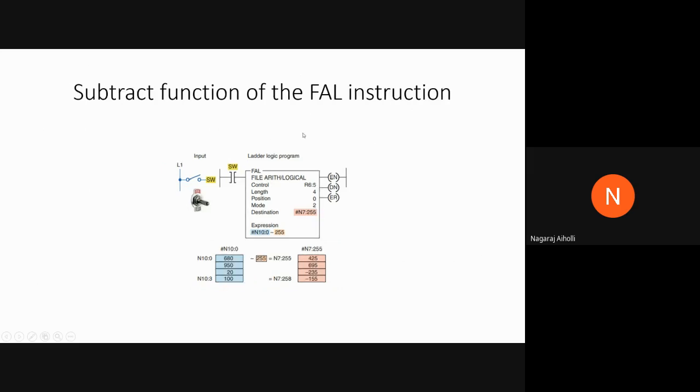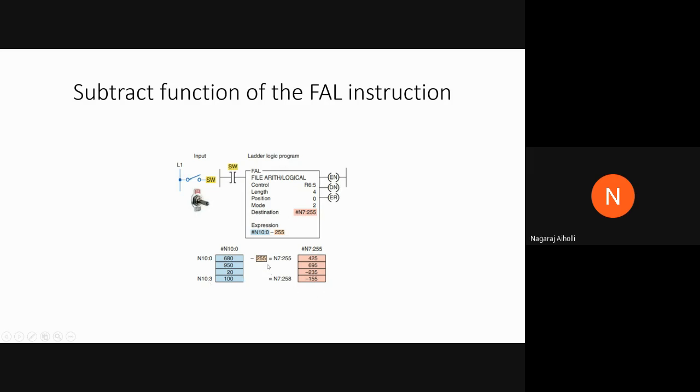Similarly, the subtract instruction of the FAL function, file arithmetic logical subtract instruction. Again, the same thing: the rung becomes true when the switch is closed. Then it evaluates the expression N10:0 minus 255. Suppose N10:0 is 680, 680 minus 255 will be 425. Then 950 minus 255 is 695. It is subtracting this constant value 255 from the source, and the answer will be stored in the destination.